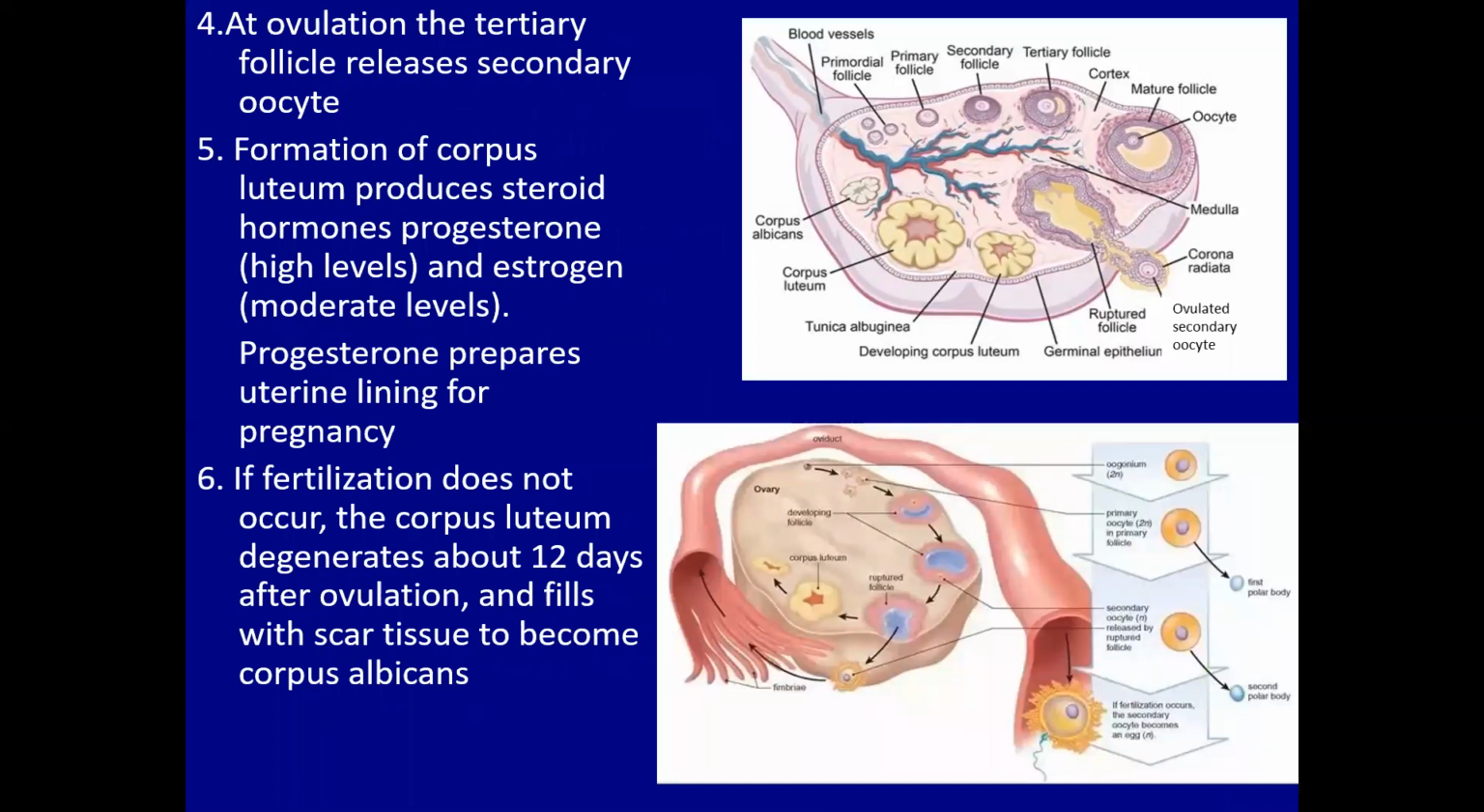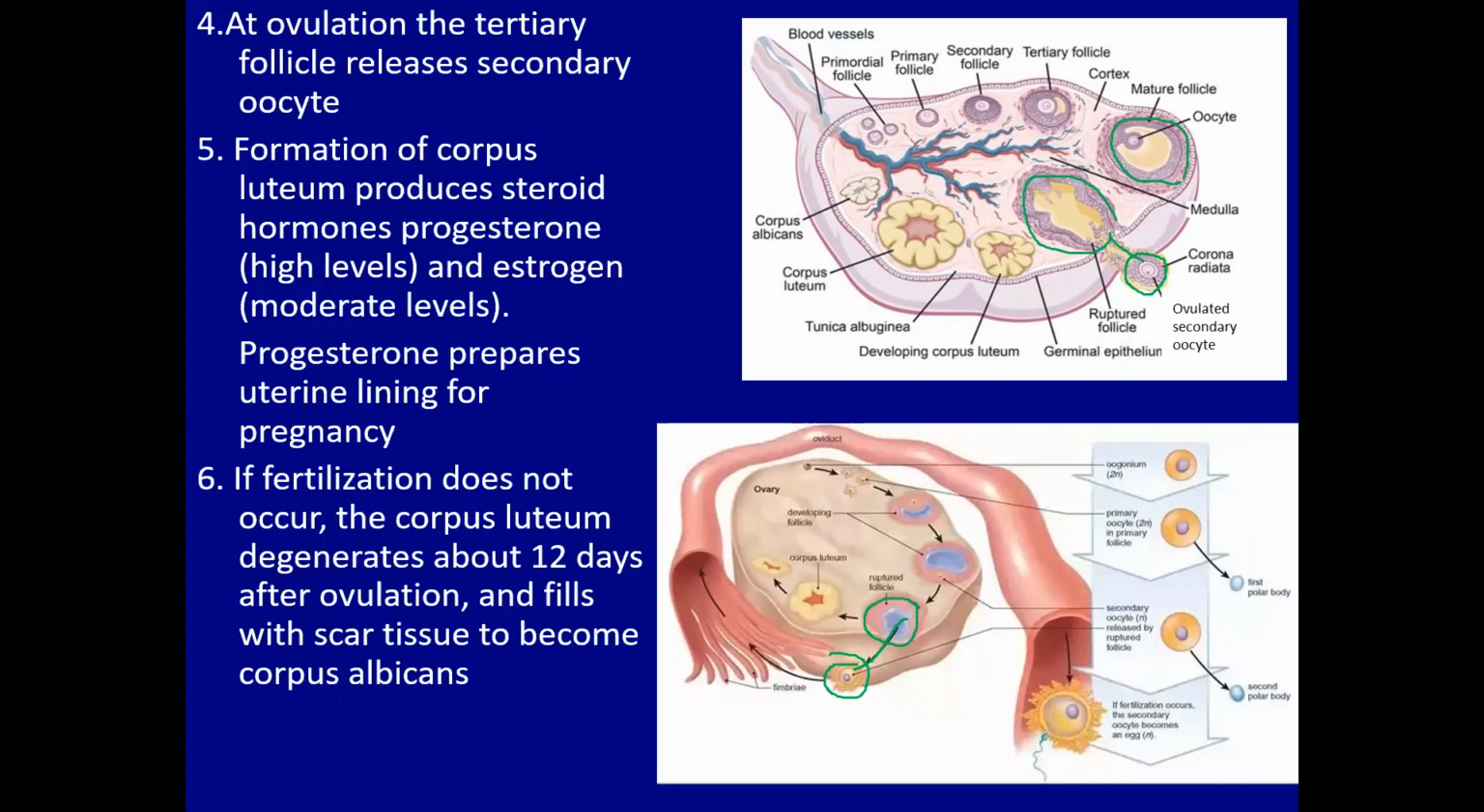So after ovulation, we have the tertiary follicle releasing, right? So this is the tertiary follicle that is releasing that secondary oocyte. Again, this is the tertiary follicle releasing that secondary oocyte. But notice what goes along with that oocyte is the corona radiata.